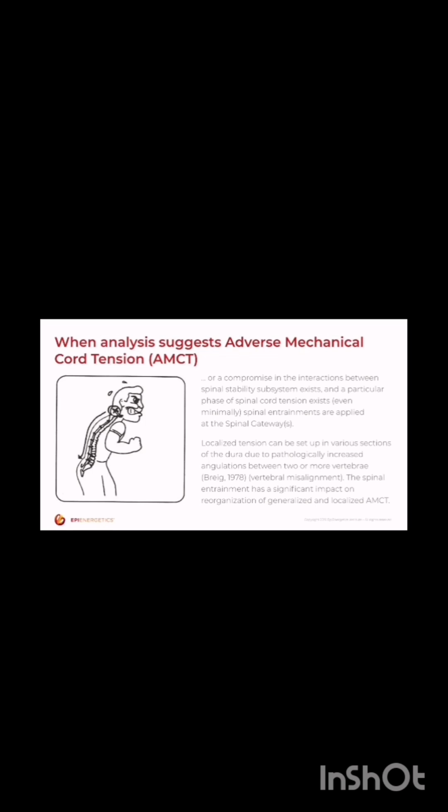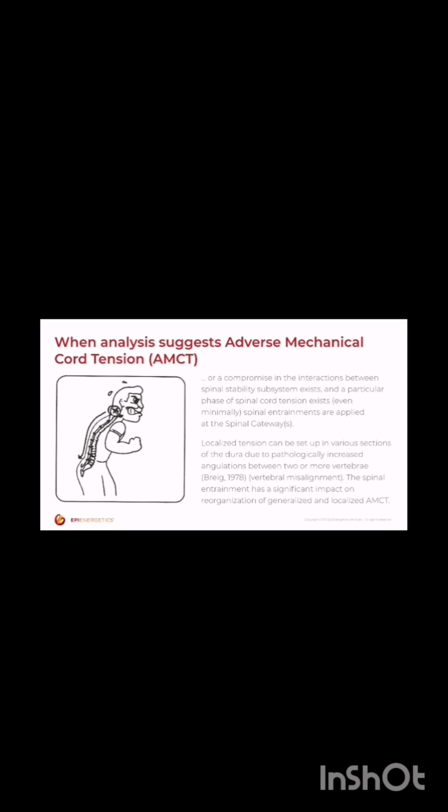So, when the analysis suggests adverse mechanical spinal cord tension is present, or a compromise in the interactions between the spinal stability subsystems, and a particular phase of spinal cord tension occurs, even minimally, a spinal entrainment or network adjustment applied to the spinal gateway is an appropriate action.